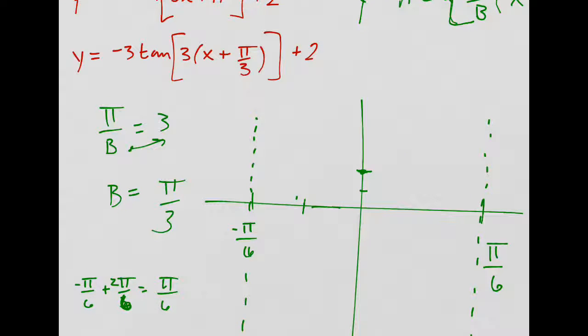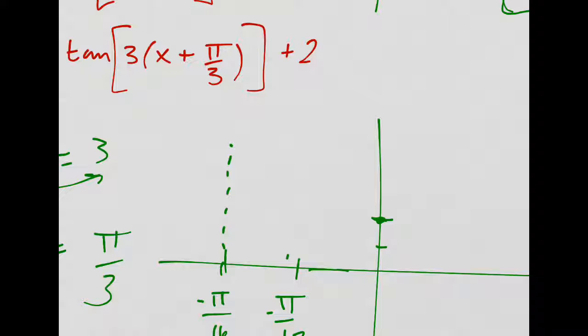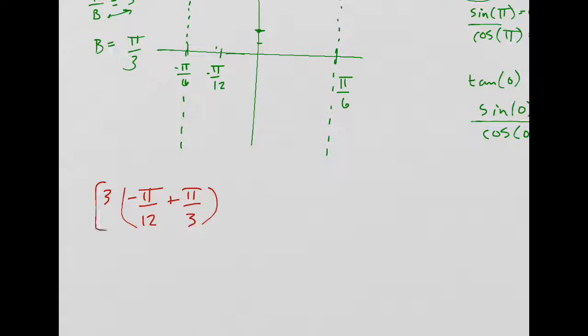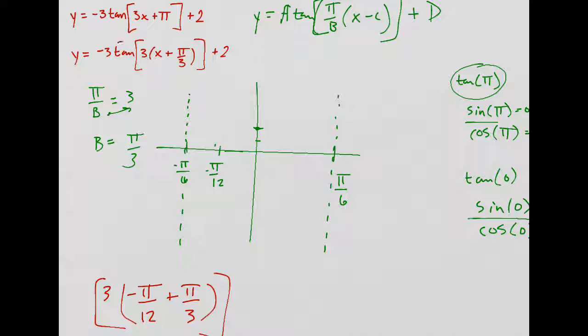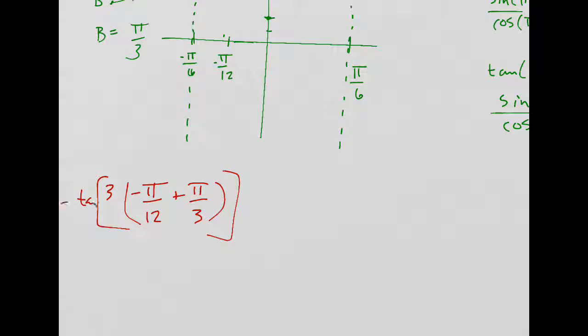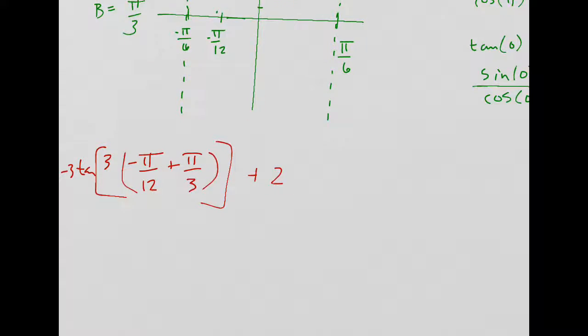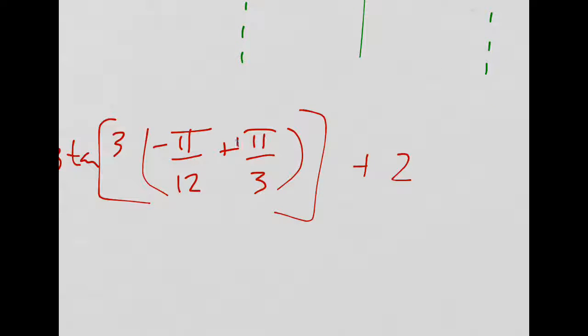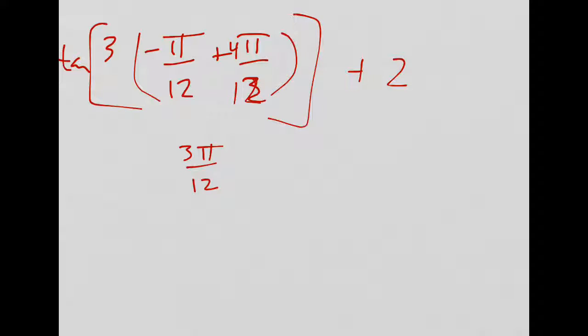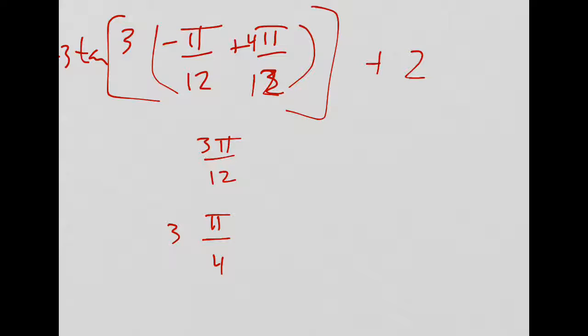I can plug in pi over 12. Sorry, negative pi over 12, that's in the middle of that. We can see what happens. The tangent is on the outside, so tangent, and then negative 3, and then plus 2. So this would be times 4, so 4 pi over 12 for the 3. That would become 3 pi over 12, divide by 3, divide by 3, that would be pi over 4 times 3, so 3 pi over 4. Inside tangent, I have to figure out what 3 pi over 4 is.